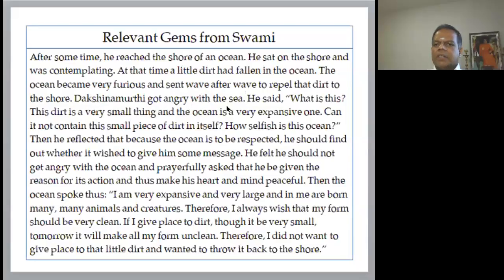Dakshinamurti got angry with the sea. He said, "What is this? This dirt is a very small thing and the ocean is a very expansive one. Can it not contain this small piece of dirt in itself? How selfish is the ocean?"